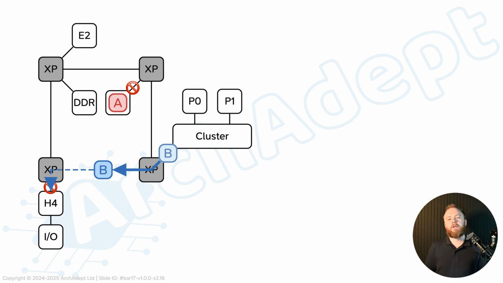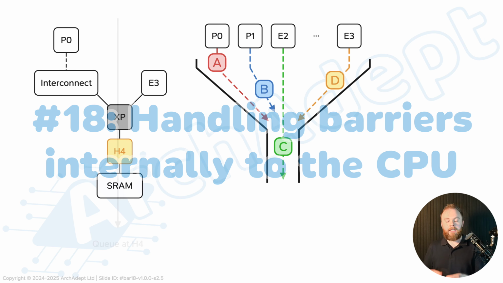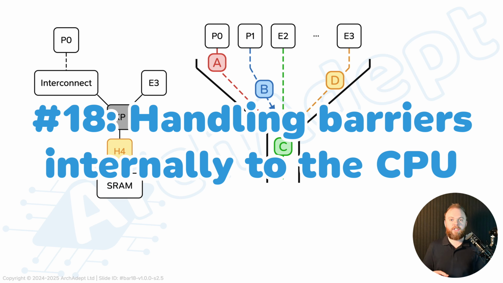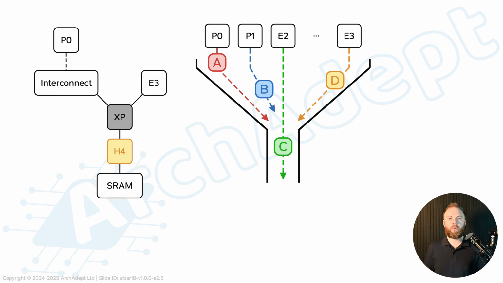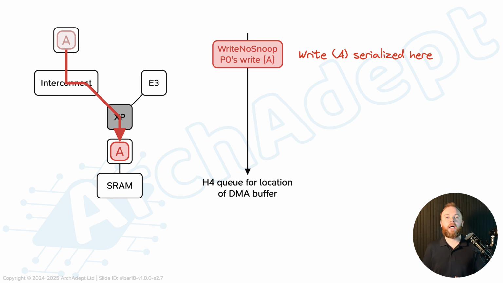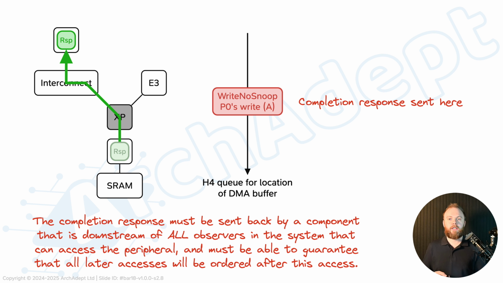And here's the thing. What do you think is going to happen when write B reaches home node H4 here? Well, any non-cacheable access targeting this SRAM must pass through this home node. And with that in mind, as soon as home node H4 has serialized this access, it can send the completion response back to P0, letting it know that any future access made by any observer in the entire system overlapping its write A is now guaranteed to be observed after that write A.